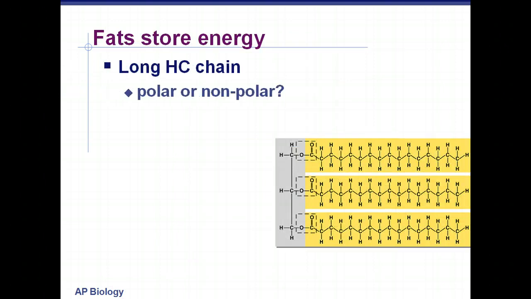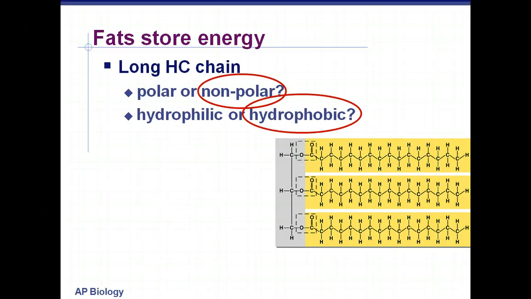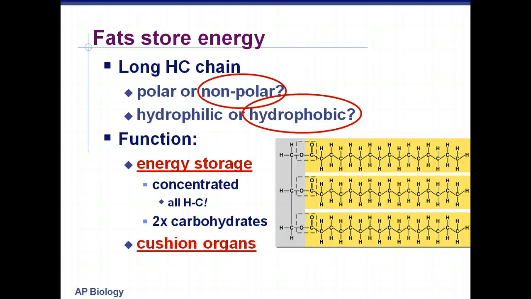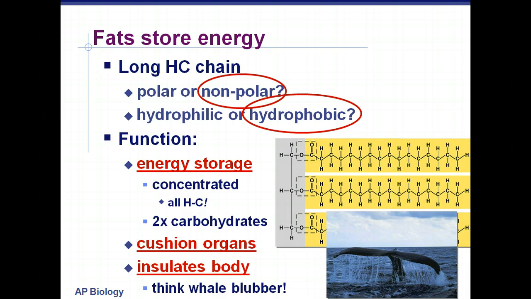These fats store lots of energy, and a lot of it has to do with their polarity. They are nonpolar, which makes them hydrophobic. Now, the reason they're great for energy storage is because they can concentrate that energy. It doesn't dissolve easily. And so we get twice as much energy out of them than we do our carbohydrates. We can also use them to cushion our organs and keep us nice and toasty like a whale.